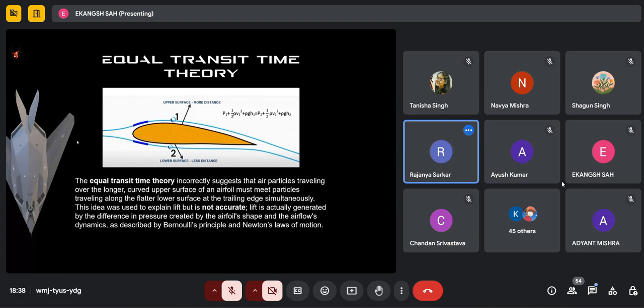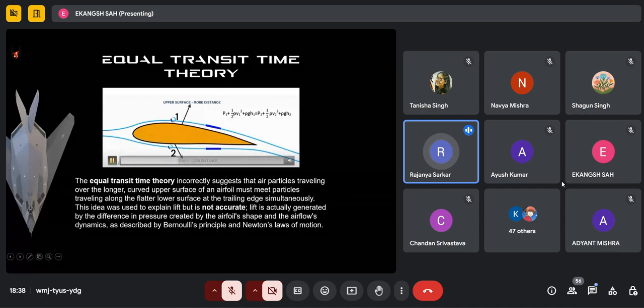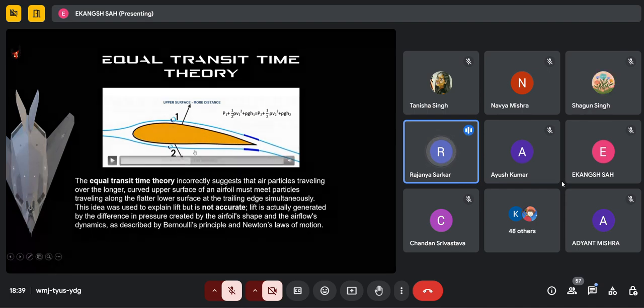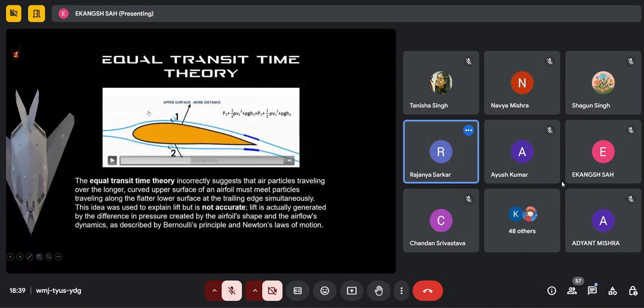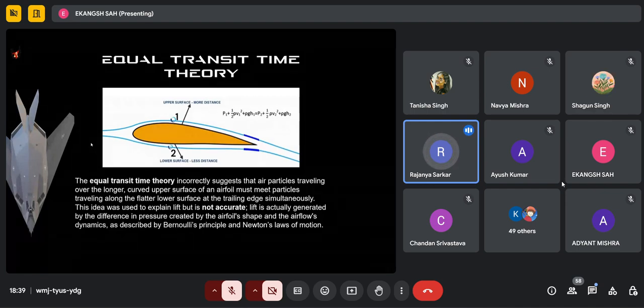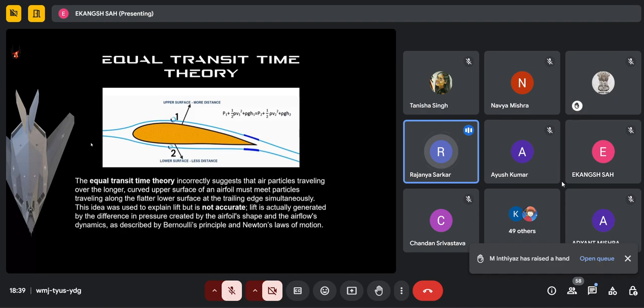And we have seen that it has assumed, as the name suggests, equal transit time. That means it has assumed that the air transits from the leading edge to the trailing edge along the upper surface and the lower surface in equal time, which leads to a lower pressure at the upper surface and a higher pressure at the lower surface, leading to the lift generation, right? But we have discussed that this theory came to a failure. Moving to the next slide, please.